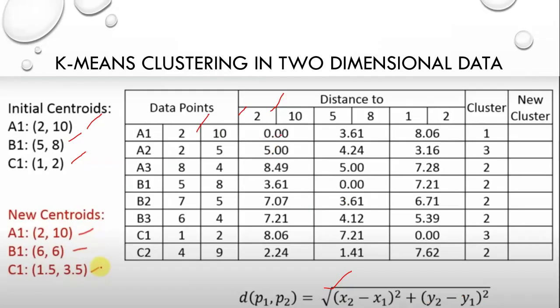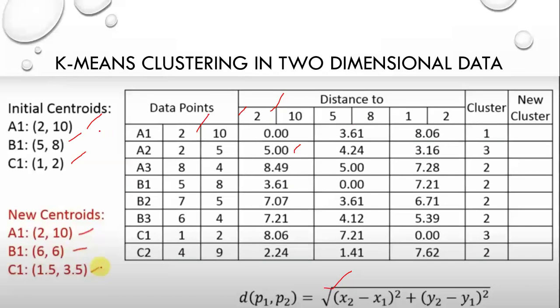Both the points are the same, so 0 will be the answer. If we take 2, 5 and 2, 10, square root of 2 minus 2, the whole square will be 0, plus 5 minus 10, the whole square will be 25. Square root of 25 will be 5. So 5 will be the distance. Likewise, we have to find the distance and fill up the entire column.